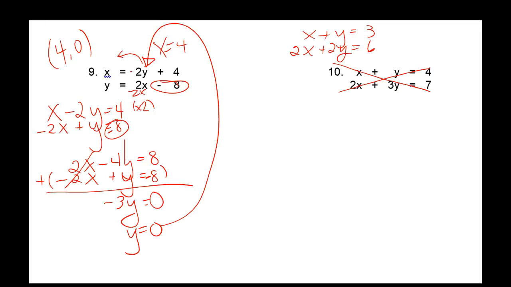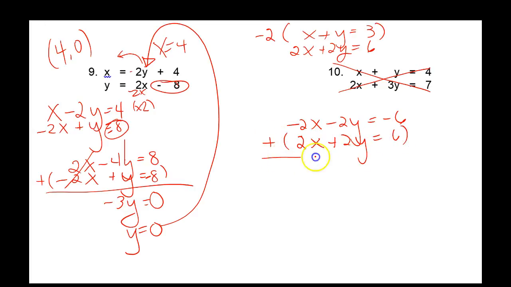I am going to multiply the top by a negative 2 because I'm going to try to get rid of the x's. So the first equation becomes negative 2x minus 2y equals negative 6. Second equation still stays the same. Now let's add them together. Negative 2x plus 2x, negative 2y plus 2y. So on this side, nothing's left. I have 0. And then negative 6 plus 6 equals 0.